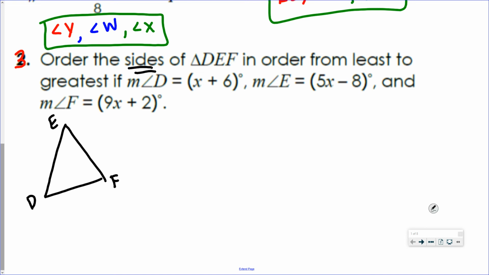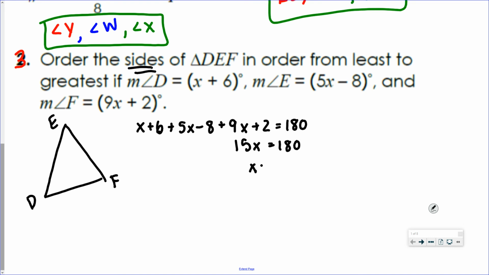So to solve for x, the equation you could have set up is to add all these angle measures together. And we know since they form a triangle, this has to add up to 180. So when you solve this, you got this far. You should have gotten x to be 12.